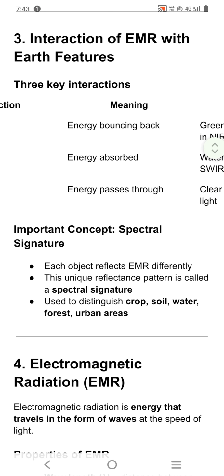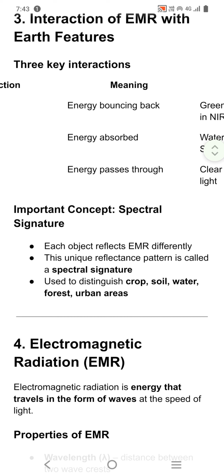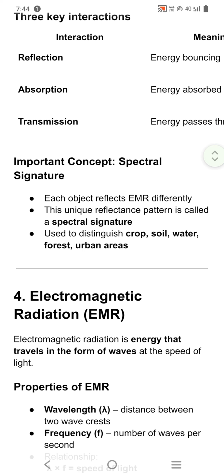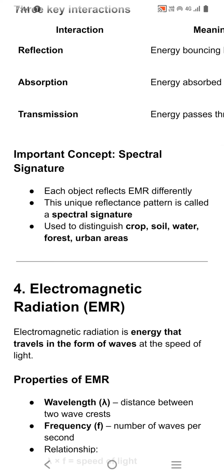Important concept: spectral signature. Each object reflects electromagnetic radiation differently. This unique reflectance pattern is called spectral signature. Each object has a unique reflectance, and it differs from one object to another. It is used to distinguish crop, soil, water, forest, and urban areas. Spectral signature is an important concept in remote sensing.